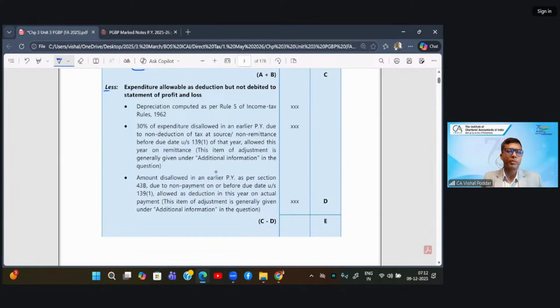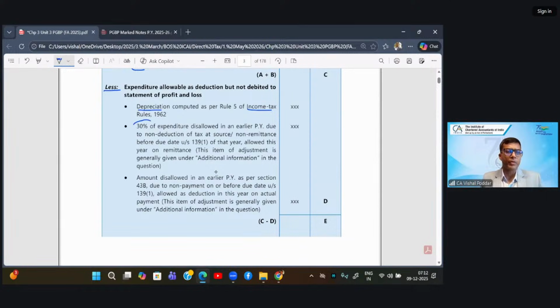Similarly, what you will subtract? You will subtract the credit side items of P&L, which are not part of PGBP. Along with that, you will subtract certain expenses which are not debited in P&L, but PGBP allows you. So depreciation as per income tax provision will be subtracted.